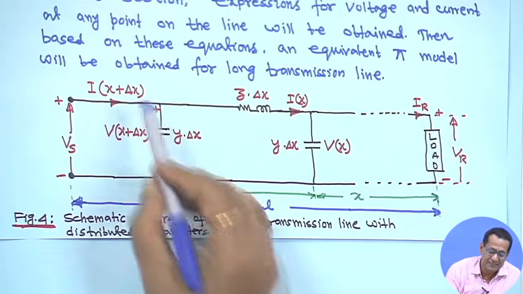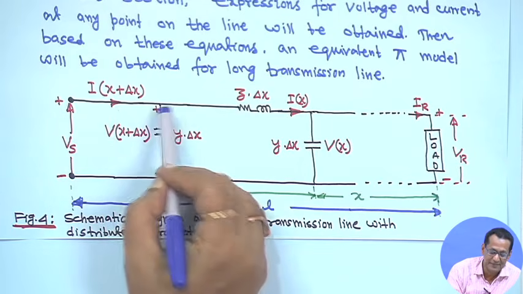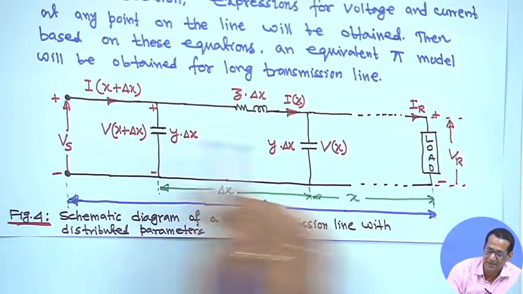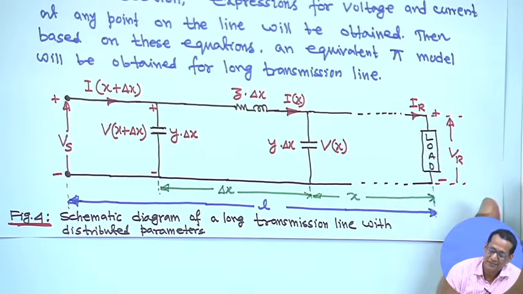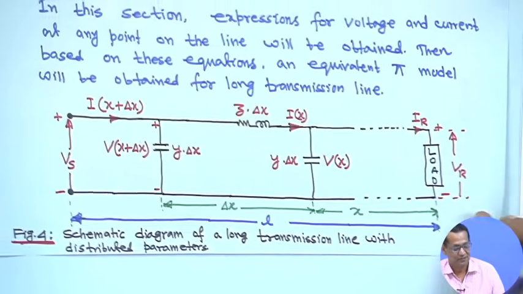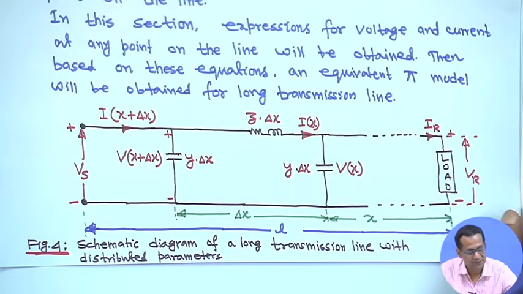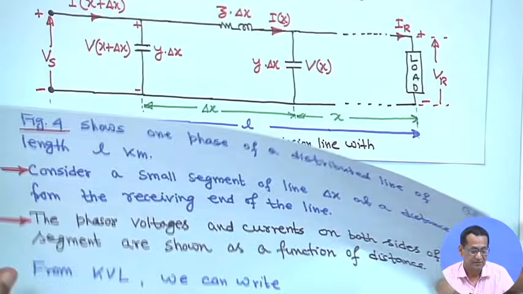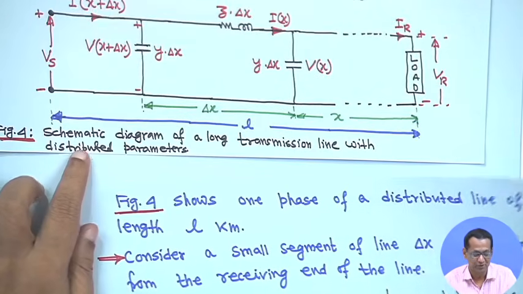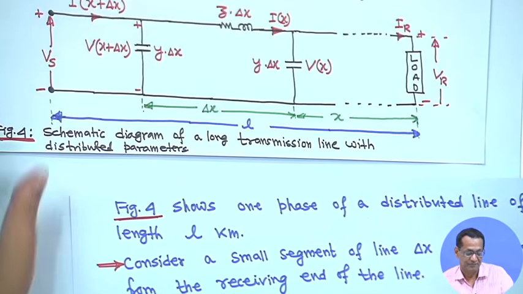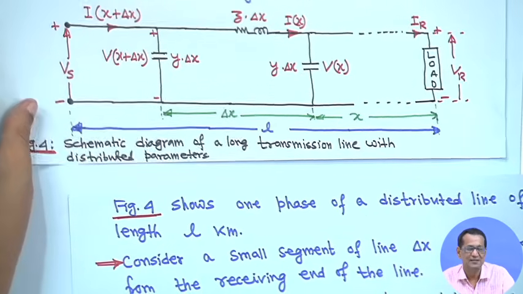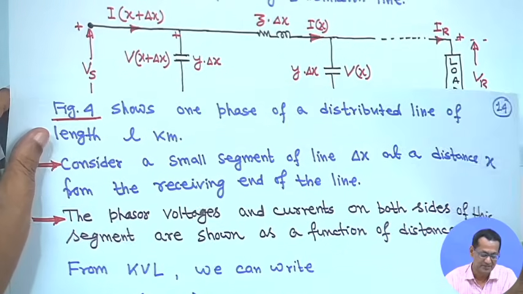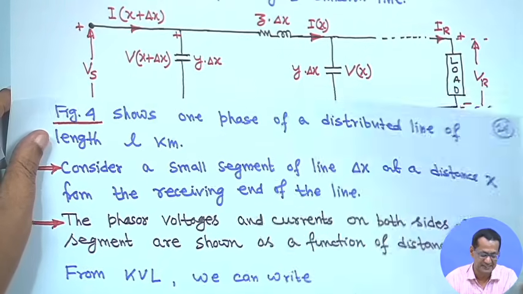But this is not the sending end, this is a small distance x, and the sending end is far away. Similarly, the dashed line shown means the receiving end is also far away. With this explanation, this is figure 4. It is one phase of a balanced system. The phasor voltage and current on both sides of this segment are shown as a function of distance.